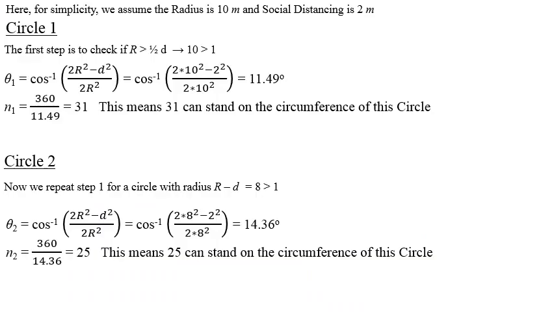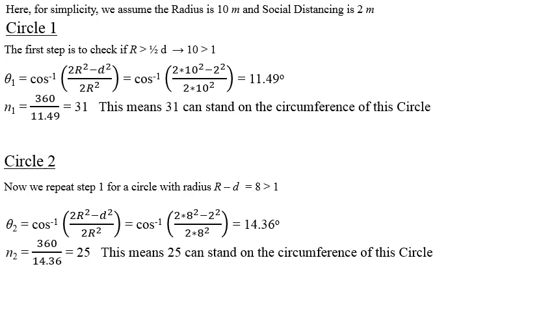This is circle 1. Certainly in my case here the radius is equal to 10. 10 is greater than half of 2, so for simplicity I just assume the current situation, which is 2 meters, but the method which I introduce can be applied to any social distancing here. This is just a simple numerical example.